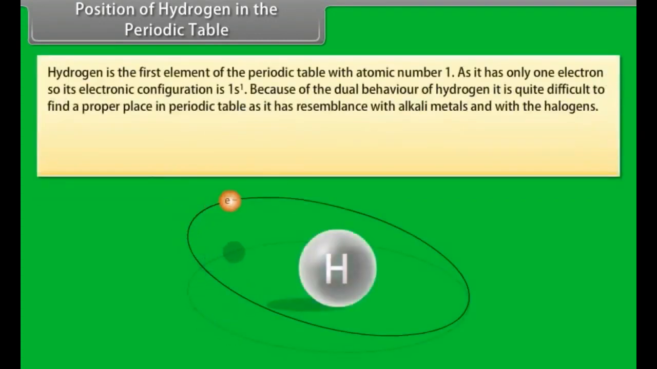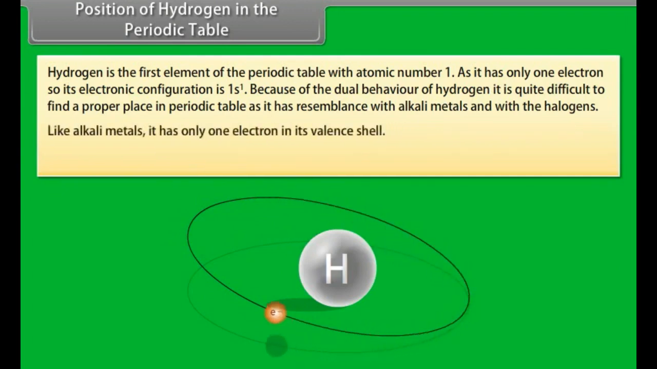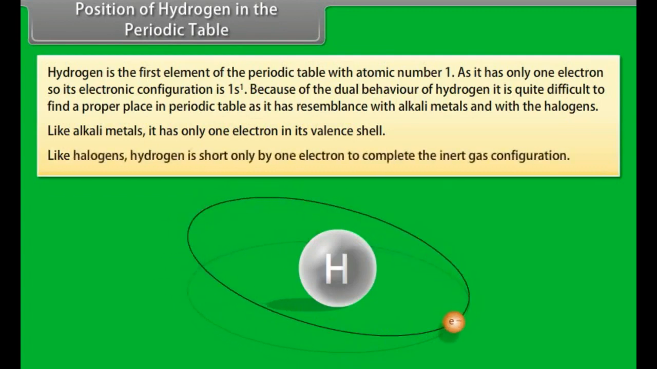Position of hydrogen in the periodic table. Hydrogen is the first element of the periodic table with atomic number 1. As it has only one electron, its electronic configuration is 1s1. Because of the dual behavior of hydrogen, it is quite difficult to find a proper place in the periodic table, as it has resemblance with alkali metals and with the halogens. Like alkali metals, it has only one electron in its valence shell. Like halogens, hydrogen is short only by one electron to complete the inert gas configuration.